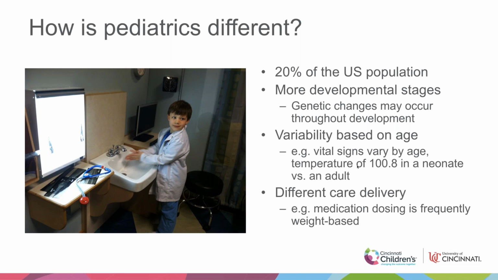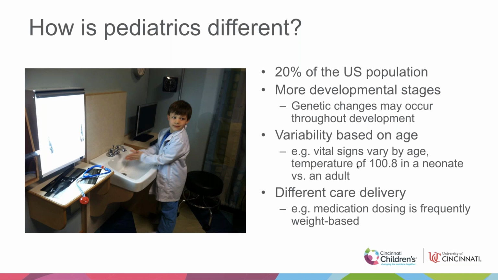And so they have more developmental stages. And so from the genomic side, what this means is that genetic changes may occur throughout the child's development. And so things may need to be rerun and reevaluated. They have a lot of variability based on age that's not necessarily apparent on an adult side. So for example, a vital sign varies by age. A temperature of 100.8 degrees in a neonate may be cause for concern, whereas if I come in as an adult with a temperature of 100.8 degrees, nobody is all that concerned, and really, why did I go in necessarily that day?